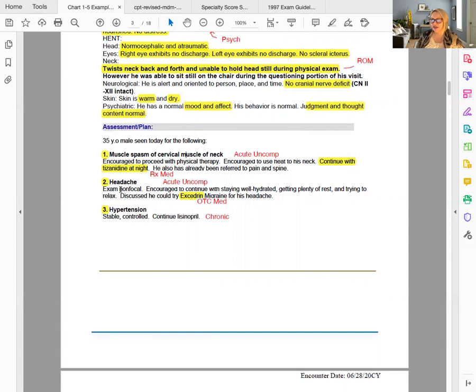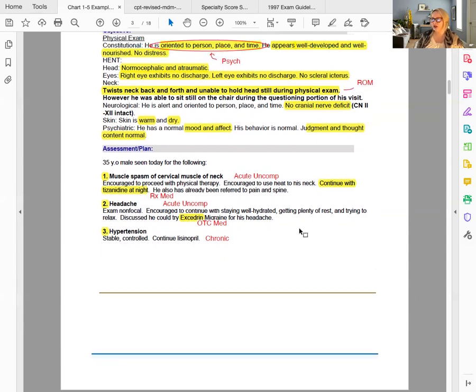Under the headache, the exam is non-focal, meaning there was nothing really found from it, nothing of concern. Encouraged to continue staying well hydrated, get rest, relax. You can try some over-the-counter meds. And so we can see this is assessed as acute uncomplicated as well, even though it's a newer problem. And presumably from the lab review, hypertension is stable and controlled, and they're continuing with their chronic medication.